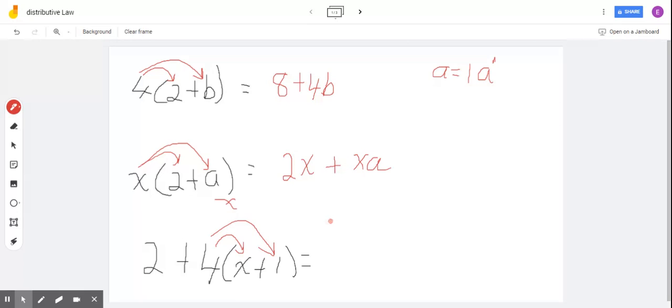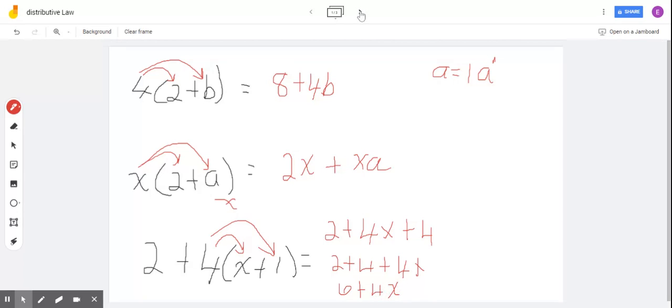So for this problem, it's going to be 2 plus 4 times x, which is 4x, and 4 times 1 is 4. So we have removed the brackets, and now we can see that this and this are the same. So we have 2 plus 4 plus 4x. The answer for this would be 2 plus 4, 6, and because 4x is by itself, we put that back right there.